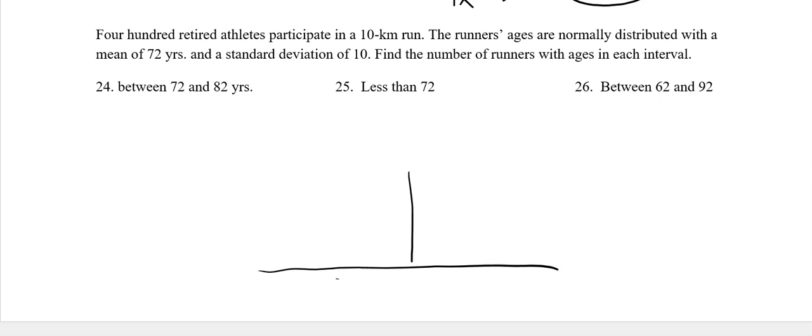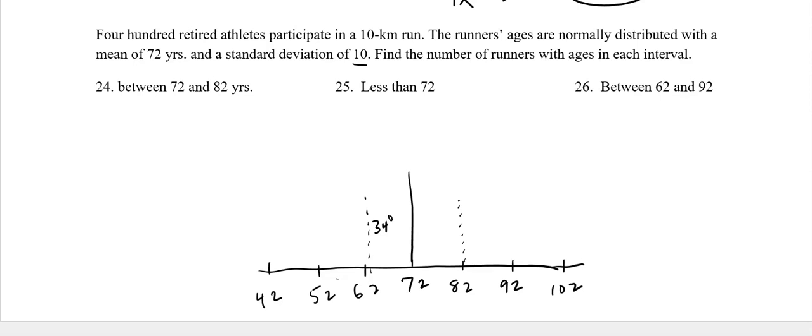Okay, so for 24 through 26, we have to know the standard normal curve. I want you to show this on your test. So the mean is 72, so you can just let that be your center number, and then use the standard deviation to build the rest of this x-axis. So add 10 and subtract 10 going to the left. Place the percentages, and you don't actually have to draw the curve, but you should know these percentages within one standard deviation of the mean.